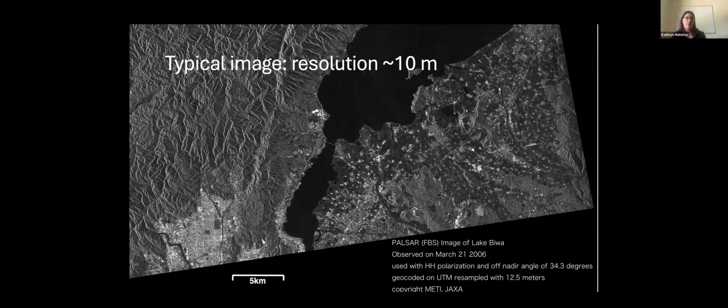SAR gives us typical image resolutions through the magic of the chirp, the Doppler shift, and the synthetic aperture. We have range resolutions and azimuth resolutions, typical resolutions of about 10 meters. And it gives us images of the ground with this degree of resolution.